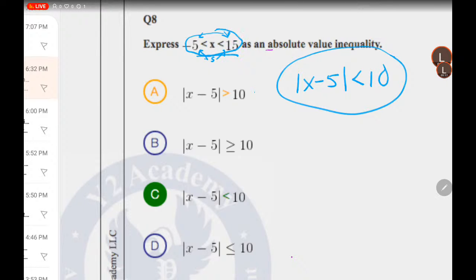You find the middle point between those two ends, and you see how far you can get from that middle point to reach the upper end or the lower end. And there you go. So I hope that makes some sense to you.